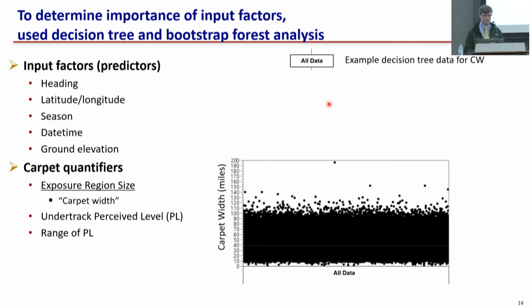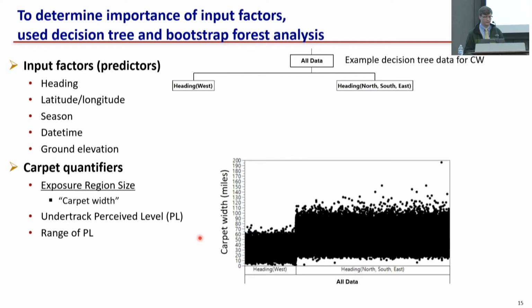So for a decision tree, you start out with all the data. Each one of these dots represents one carpet width, one realization of our propagation simulation. And the decision tree splits on your input factors. So here's what happens when you split on the heading west versus north, south, and east. So for west headings, you typically get a lower carpet width than the other headings, and that's because of the prevailing winds. When you have a headwind, it turns out the carpet is narrower. And typically, the U.S. has a west-east prevailing wind.